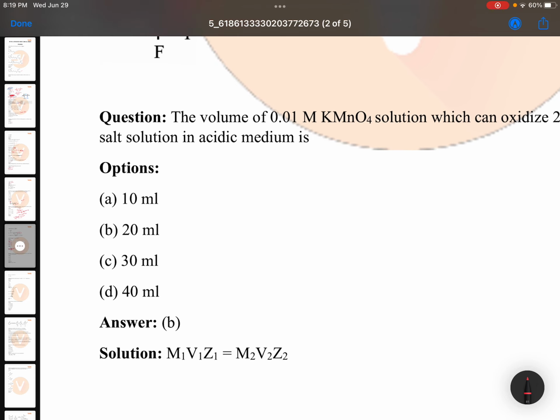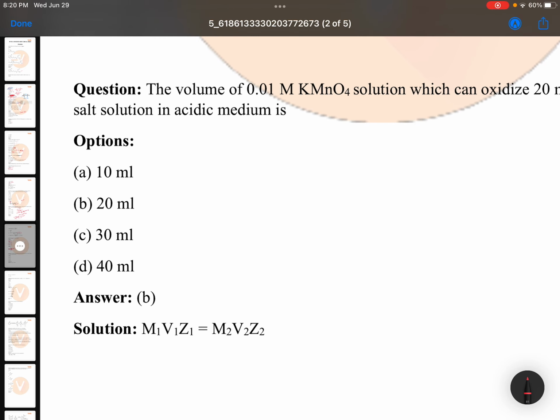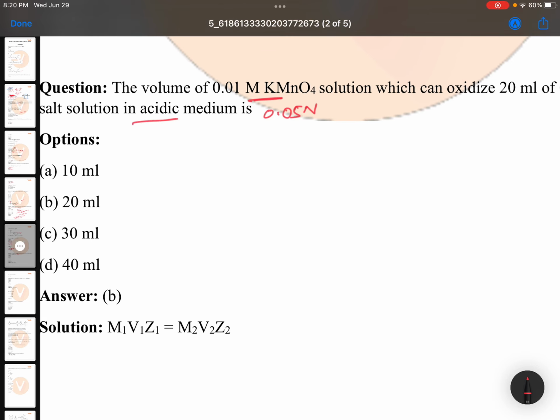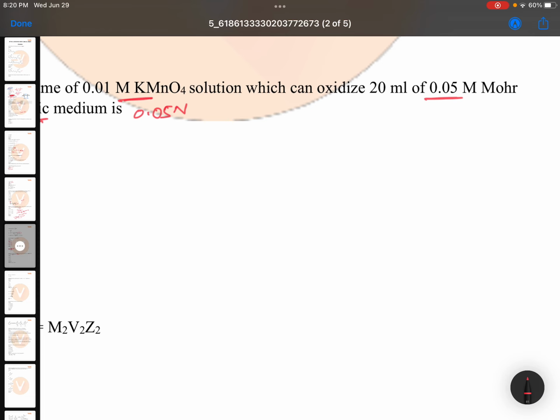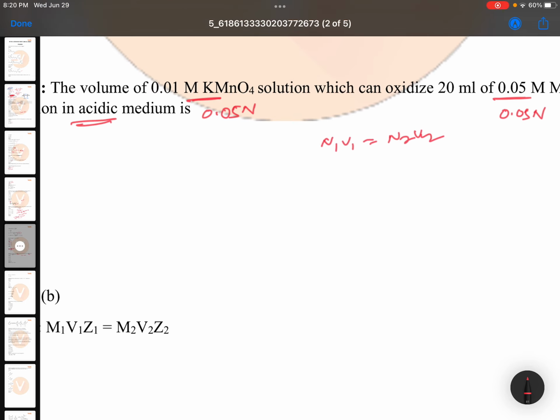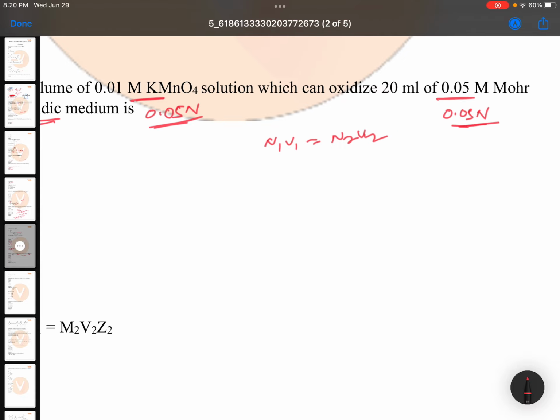Memory. The volume of 0.01 M KMnO4 means 0.05 normality. Acidic medium, that's why. And Mohr's salt is ammonium iron sulfate, ferrous ammonium sulfate. In that iron oxidation state will be +2 to +3. So the normality is same. So N1V1 is equal to N2V2. 20 ml. This is 0.05. Same. So A 20 ml तो ये भी 20 ml होगा. 0.05 into V1 is equal to 0.05 into 20. So your answer is 20 ml.